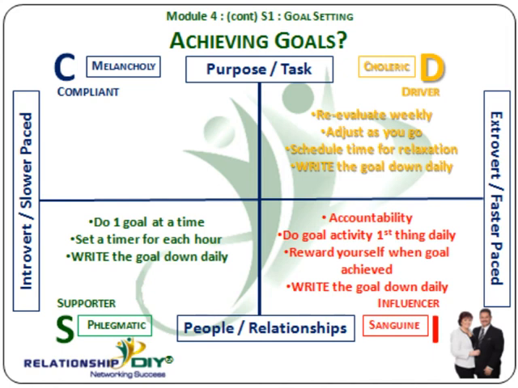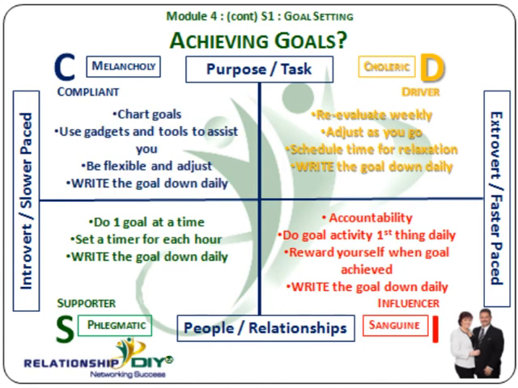Lastly, we're now speaking to the melancholy, the C. Chart your goals. You are brilliant at drafting charts, so chart them. As you chart them, you'll get encouraged. Then use gadgets and tools to assist you. You guys know the best gadgets, the newest tools on the market, so use them. I mean, invention was created in the mind of a C. You guys are absolutely the masters of engineering.